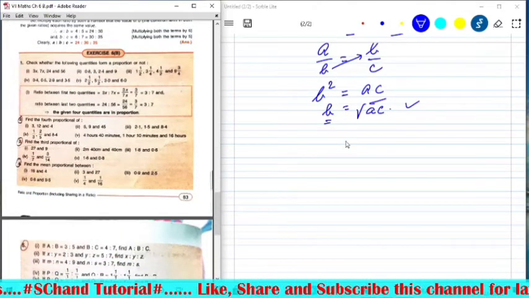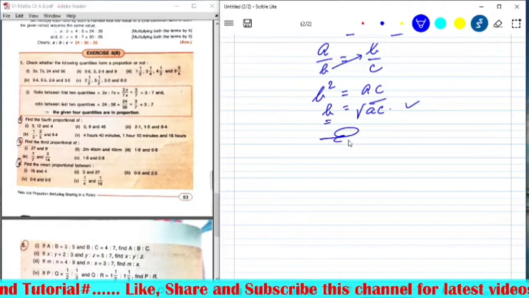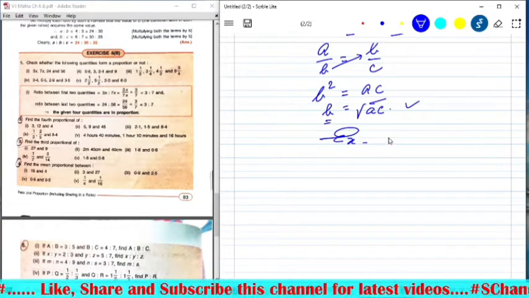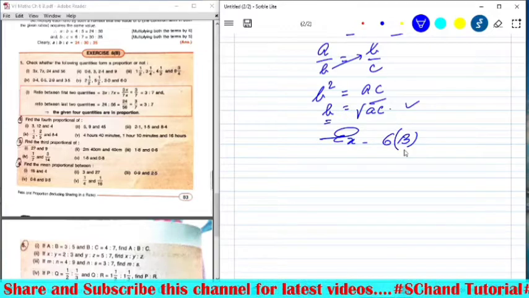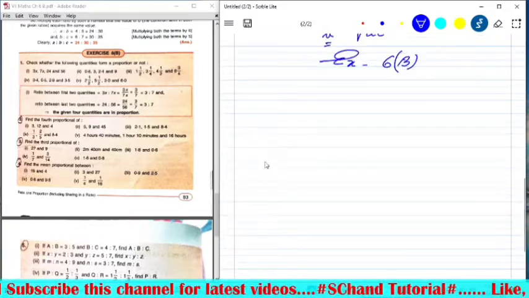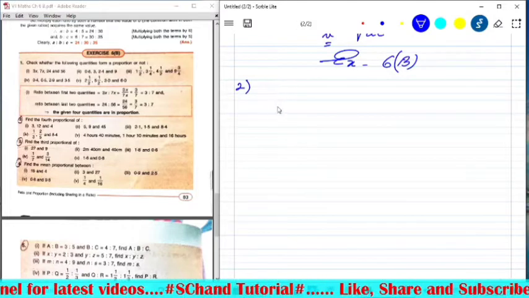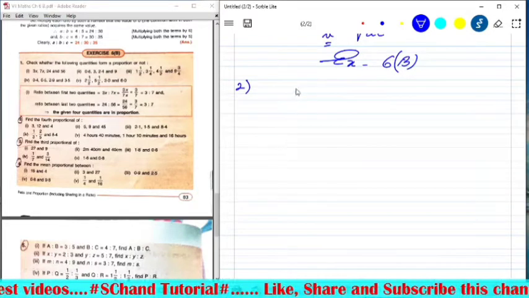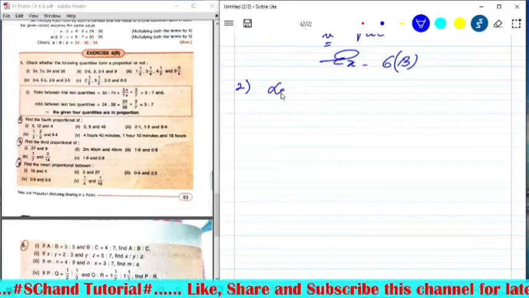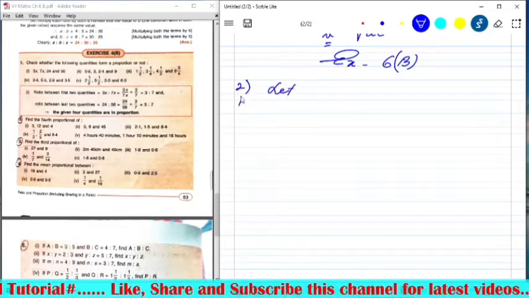So very first, in exercise 6b, the first we don't have in syllabus, then we have the second one. Find the fourth proportional. So fourth proportional means we have to find the fourth term.